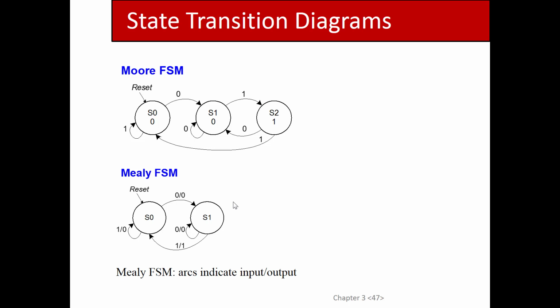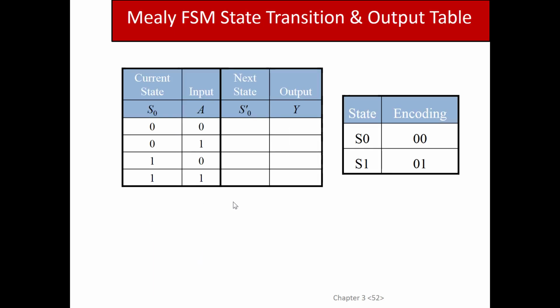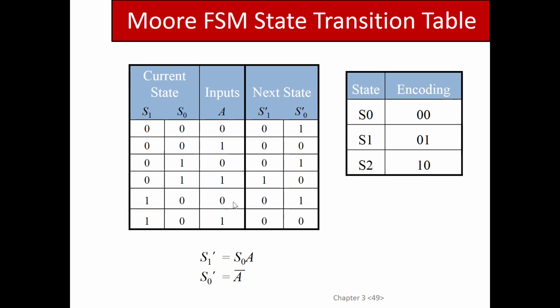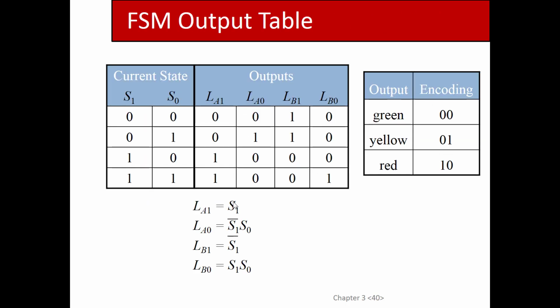The author of the textbook shows that by putting the output column in the same table as the next state. You see that? To emphasize the fact that the output has the same inputs as the next state in a Mealy machine. Whereas with the Moore machine, with the traffic light controller, they had a separate table just for the output logic. Okay.